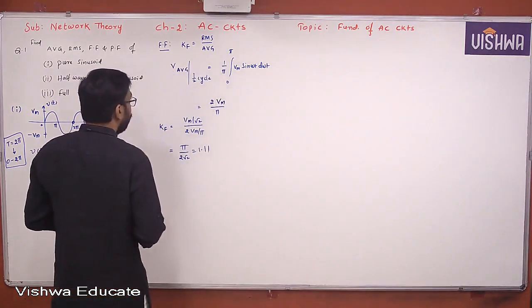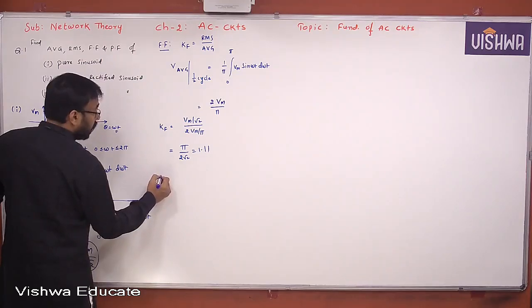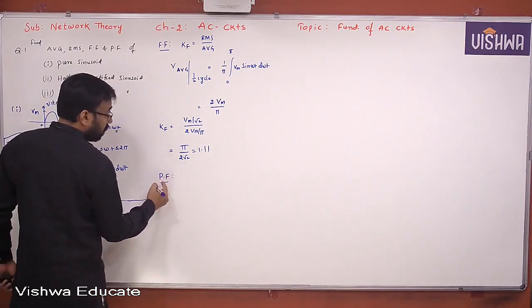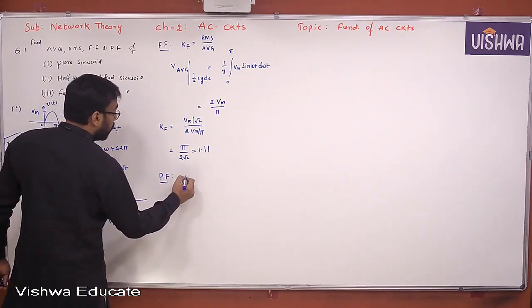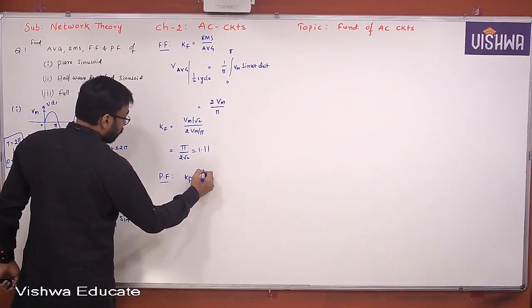Okay, now what is the peak factor? Peak factor is nothing but Kp. Peak factor, okay, it's not power factor, it's peak factor. Pf is nothing but peak factor in this context. So Kp is nothing but maximum by RMS value.